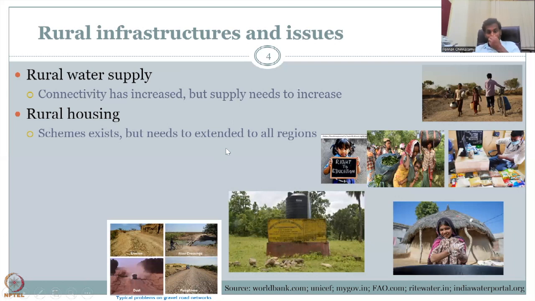Rural housing. Still, a lot of people live in makeshift houses, mud houses, which do not stand up to a flood. So there is always a need to build sustainable houses. Where to build and how to build, this kind of remote sensing course can help. So schemes exist, but they need to be extended to all regions, because there needs to be a map of where to build these structures.